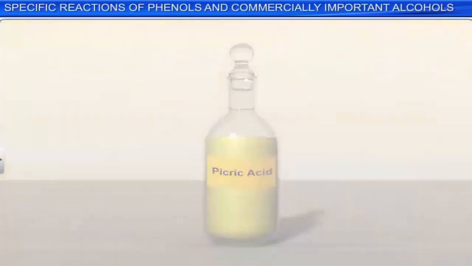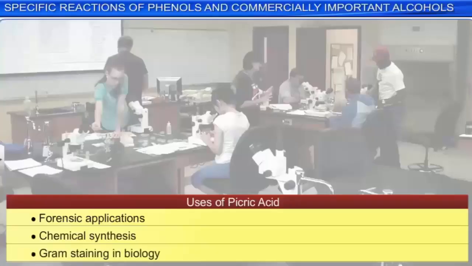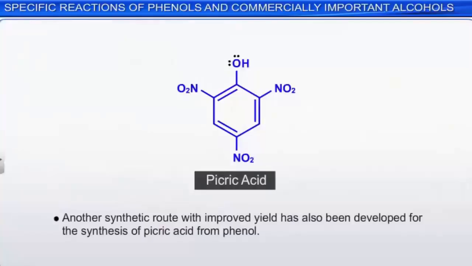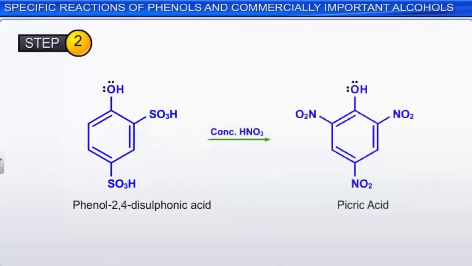It is used in several forensic applications, chemical synthesis and gram staining in biology. Another synthetic route with improved yield has also been developed for the synthesis of picric acid from phenol. In the first step of this process, phenol is reacted with concentrated sulfuric acid to form phenol 2,4-disulfonic acid. In the second step, phenol 2,4-disulfonic acid is reacted with concentrated nitric acid to form picric acid.